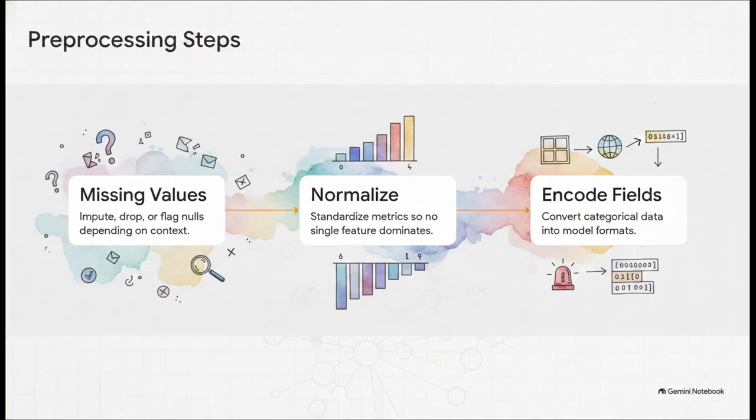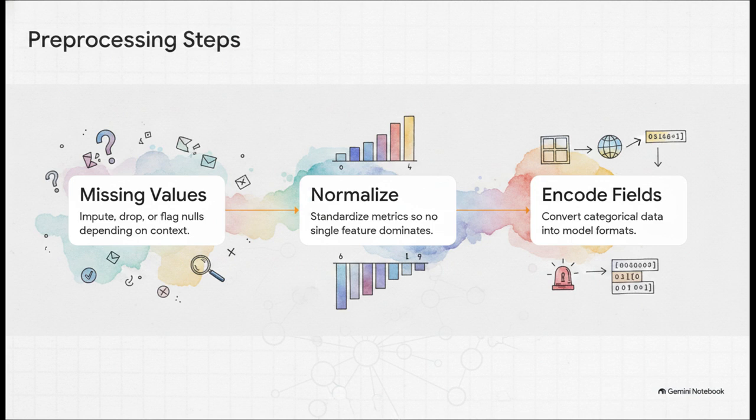As systematic IT pros, you are going to love this basic pre-processing lifecycle. First, you handle missing values. Do you mathematically fill in the blank with an average, or do you drop those nulls? Second, you normalize your numeric ranges. This just means standardizing metrics so that one massive feature, like total bytes transferred, doesn't totally overshadow smaller but critical metrics like CPU temperature. And third, you encode categorical fields.